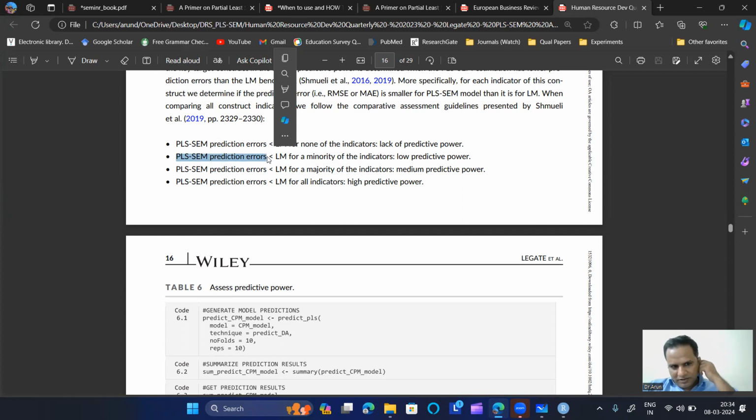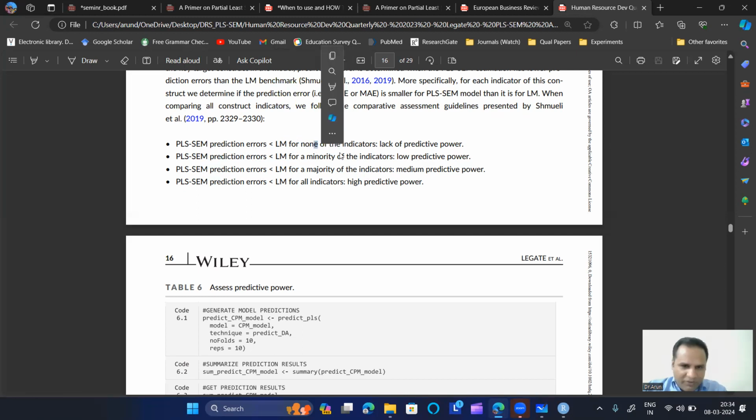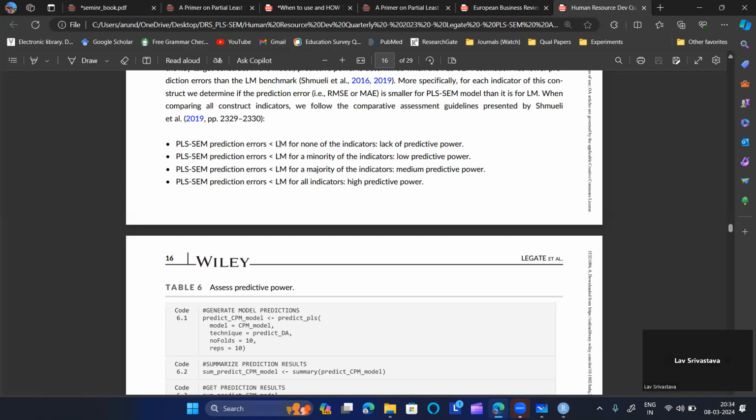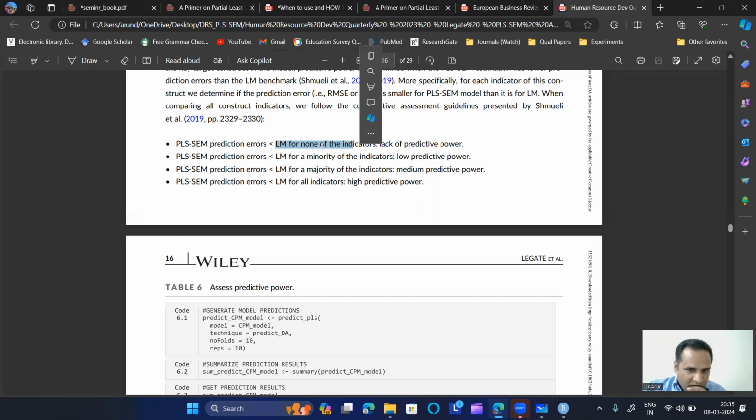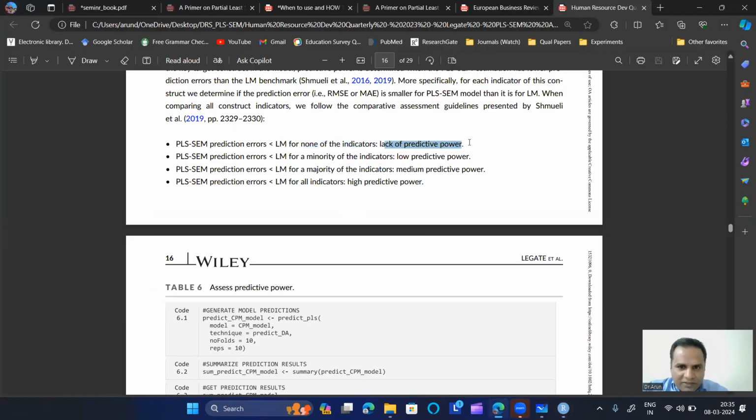Sir, I think the first line says that if the LM values are more than the PLS-SEM prediction errors, then it is a lack of prediction. So LM is more, I think. So if LM is more, then lack of predictive power. Is our LM more? Just a second. Go slow. In fact, our LM is not more. So of course, this is not the case. Even I forget. Doesn't matter. Sometimes it is very confusing.